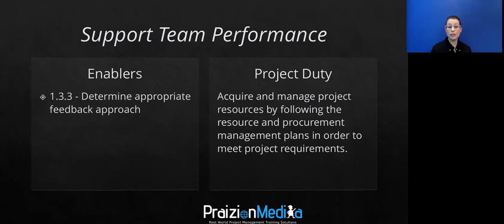Sure. Enabler 1.3.3 is determine appropriate feedback. What approach is the appropriate feedback? So in determining the appropriate feedback approach, again, the project manager needs to acquire the team members. When you acquire the team members, you got to develop the team members. When you develop them, the next thing that comes is the leadership of these team members. We call it managed team, but it's really more of a leadership type of job.